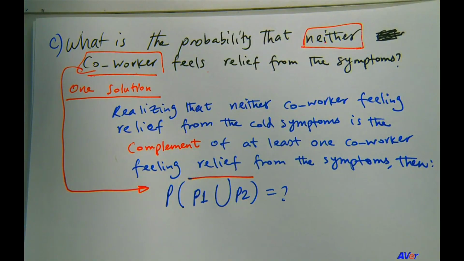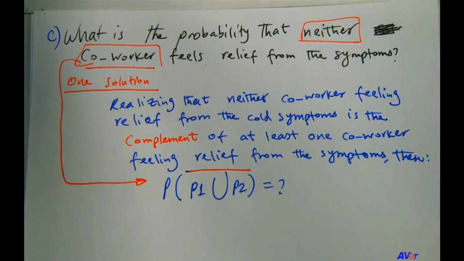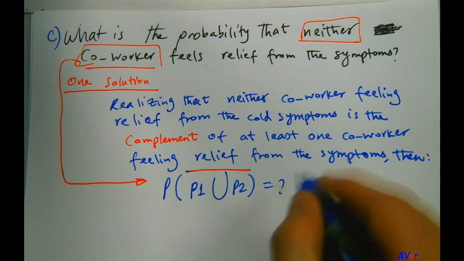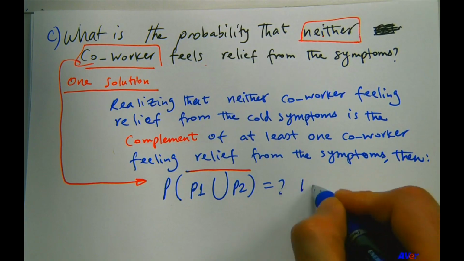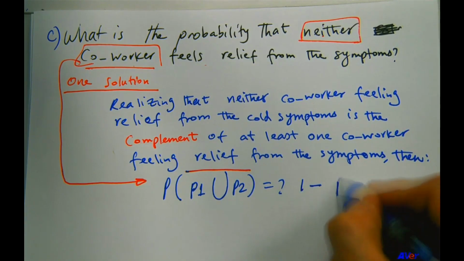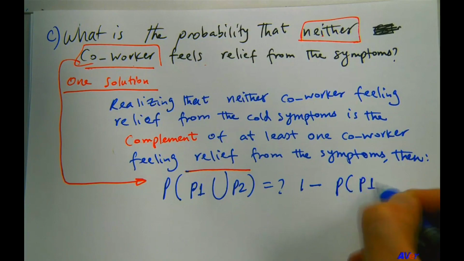Okay, at least means either this or that or both. Neither means neither, right? Exactly the complement of at least. So that makes it really easy to answer this question, because we know that any complementary events, their probabilities should add up to 1. So therefore, we can write 1 minus probability of P1 union P2.